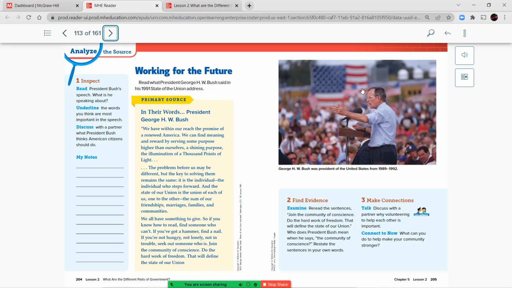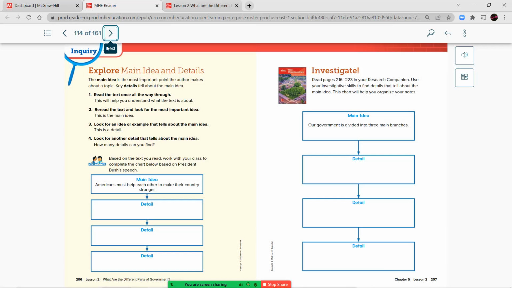And here we can see a photo of President Bush when he was giving his speech, and he was president from 1989 until 1992. Now let's go ahead and jump into our next page that has our graphic organizer.